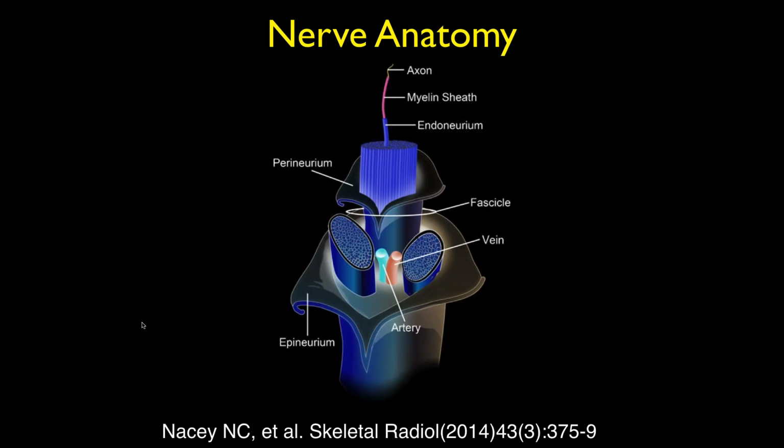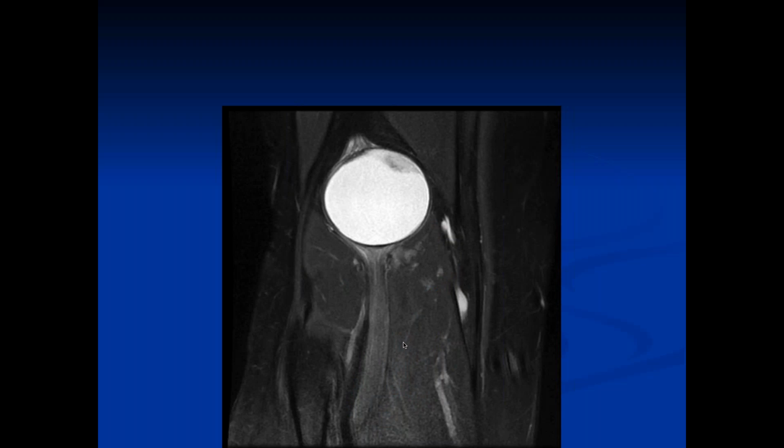Okay. So let's go on to neurogenic tumors. Now, talking a little bit about nerve anatomy, you've got the individual axons, which are covered by myelin sheath and endoneurium. They are bunched together into the different nerve fibers, which are separated by the perineurium. And this would be one fascicle. Often you have the artery and vein in the middle of the nerve, and you have multiple fascicles which make up the nerve.